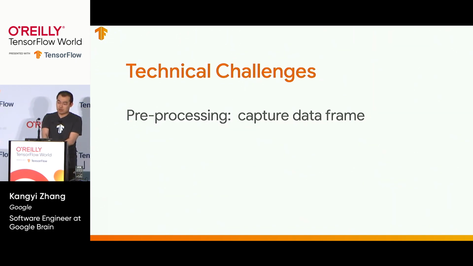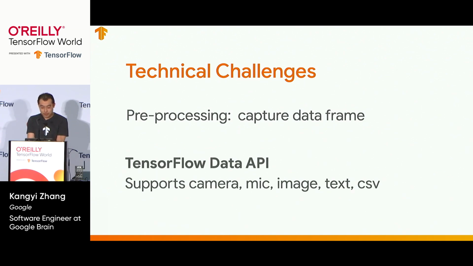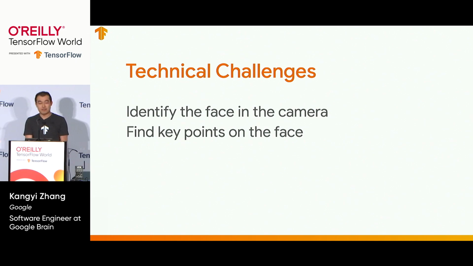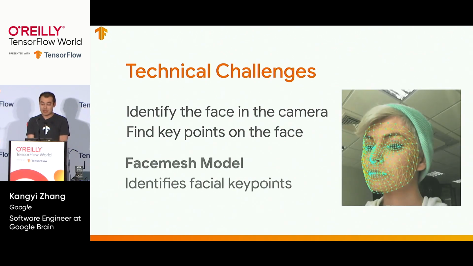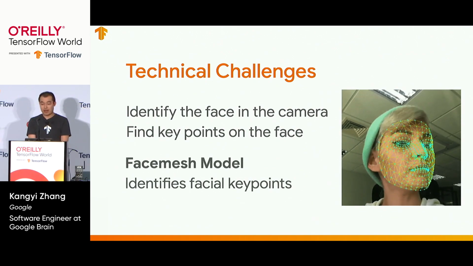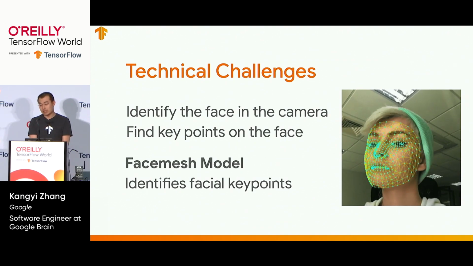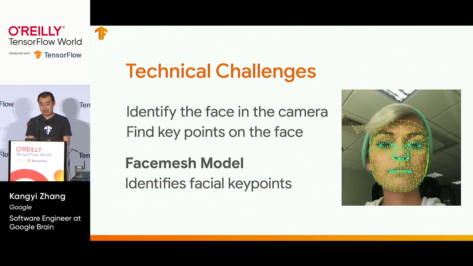The first technical challenge is to get input data from the camera. TensorFlow.js provides a data API which enables developers to easily get data from a web camera, microphone, image, text, and CSV file. This data API will also prepare the data as tensors, so it's ready for the model with customized configurations. And the second technical challenge is to detect the face in the camera and find key points on the face. Previously, we have seen the face mesh model, which is pre-trained to identify up to 400 facial key points in 3D coordinates, and it is a great model for this task.